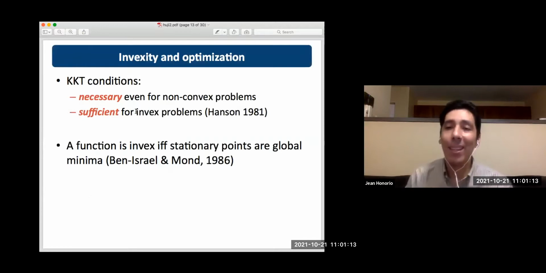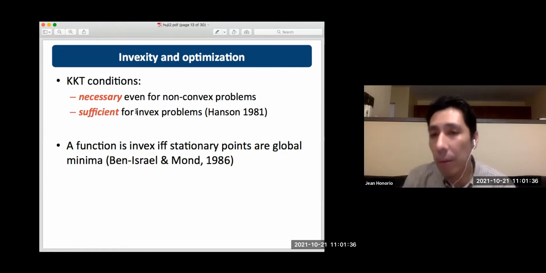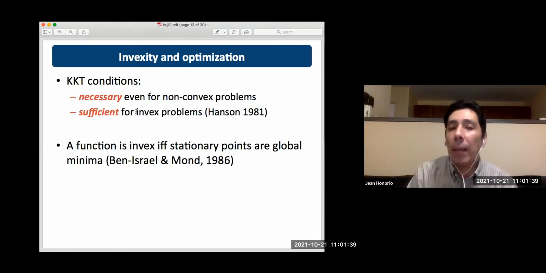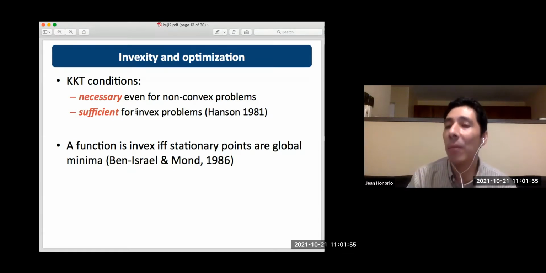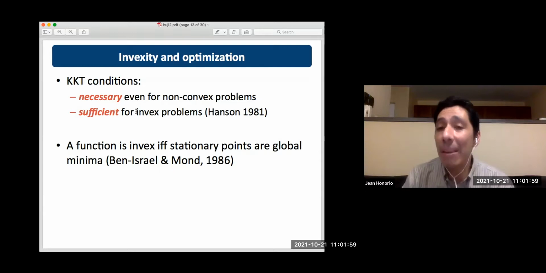To answer the second question, and I will come back to the random variables also at some point, the reason why I was talking about invexity, and this was kind of a learning experience for me as well, is that the Karush-Kuhn-Tucker conditions, as we know, are necessary even for non-convex problems, okay? But those conditions are sufficient for invex problems. And that was shown by Hanson in 1981. I confess that before getting into this research, I actually thought that held only for convex problems. I thought that for convex problems, the Karush-Kuhn-Tucker conditions were if and only if, right?